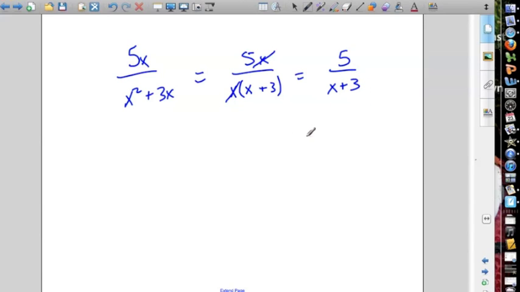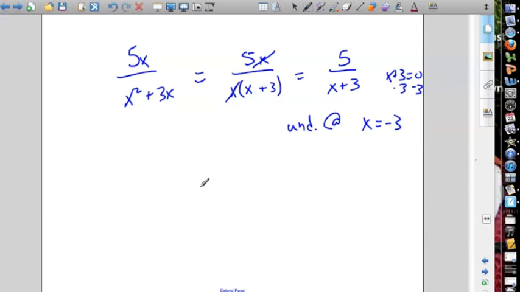Again, if I want to know when it is undefined, it's undefined when I divide by 0. This one will be undefined then at x equals negative 3. I got that because I was looking at when x plus 3 equals 0. Well, x plus 3 equals 0 at x equals negative 3. So that is where it's undefined.